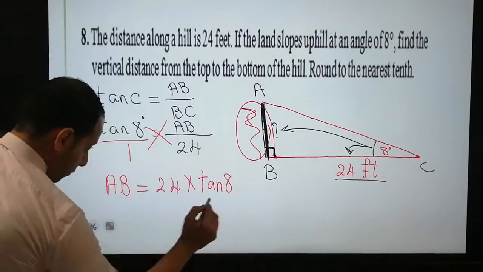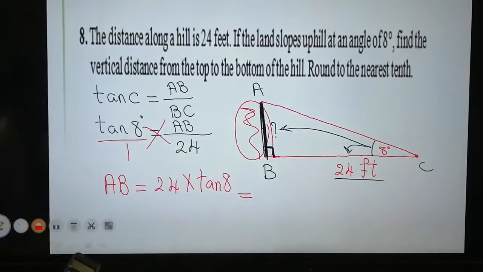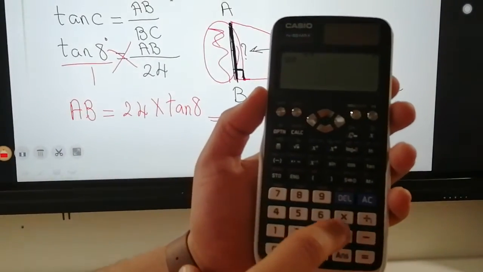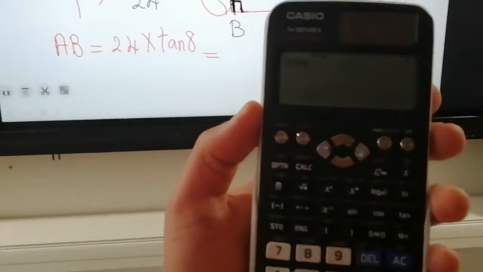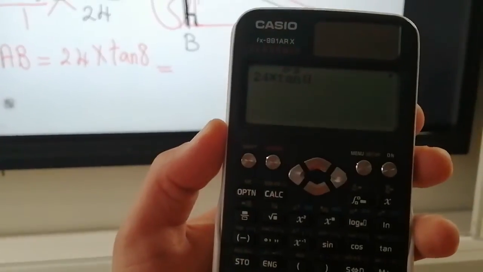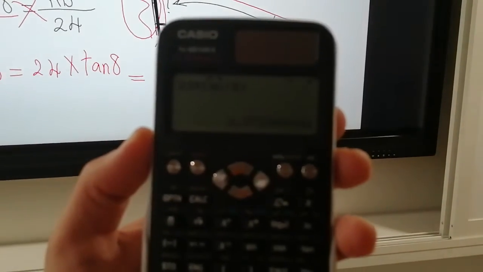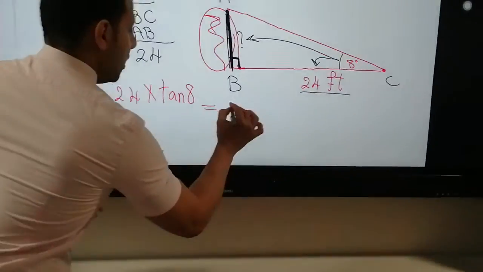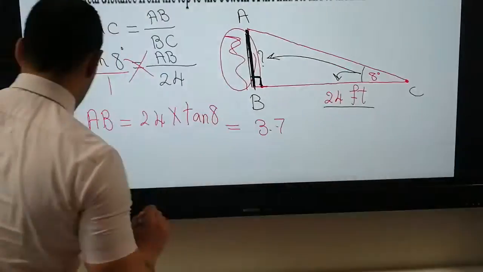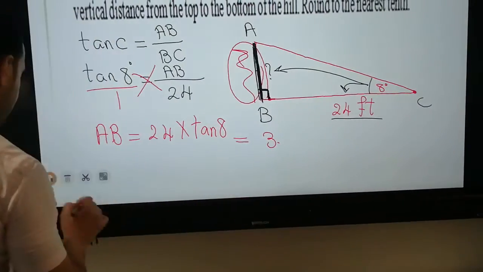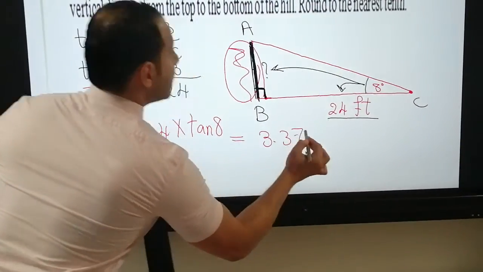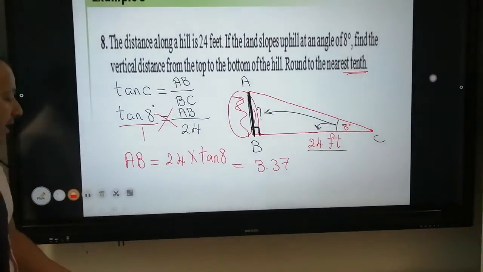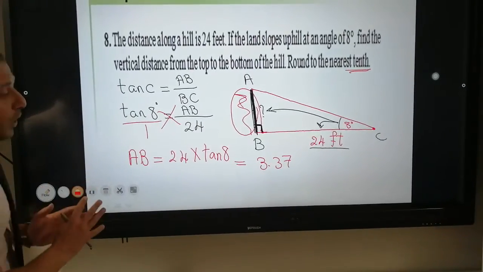It means directly the number, and then by using my calculator, I just write 24 multiplied by tan 8, close the bracket, and then equal, it will be 3.37. He said approximate to the nearest tenth. So I take two places as you see.